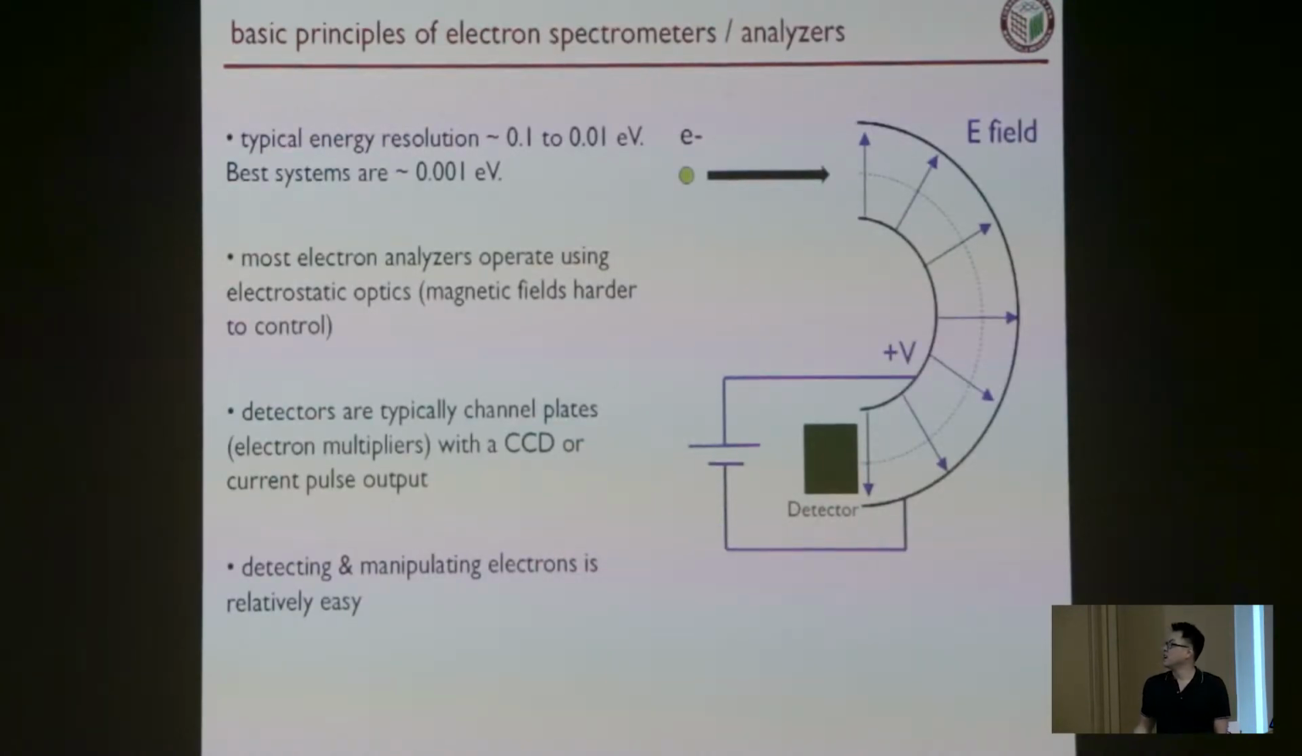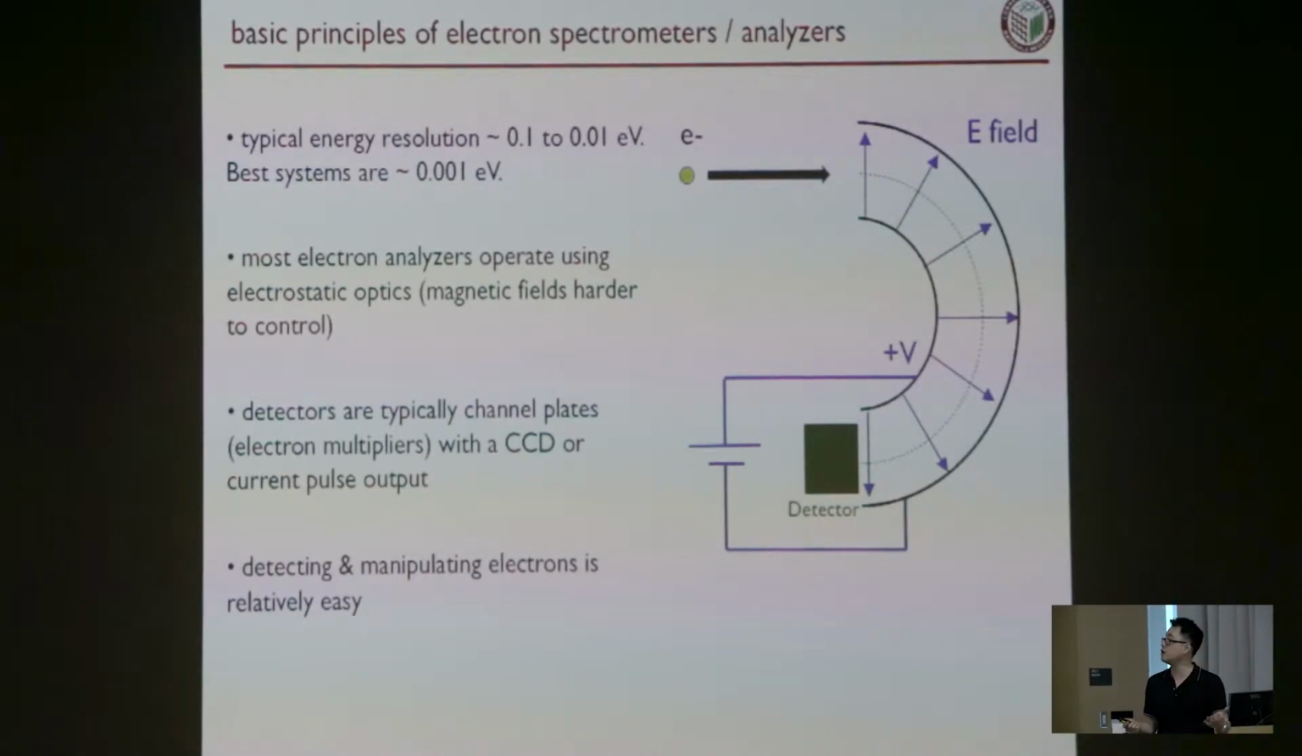Typically, the energy resolution of a typical electron analyzer, if you're doing X-ray photoelectron spectroscopy, which a lot of you have done, like XPS to characterize chemical information, might be tens of millielectron volts. The best hemispherical detectors we have to date give you about 1 millielectron volt energy resolution, which is quite good. So these are energy scales on the order of a few Kelvin.